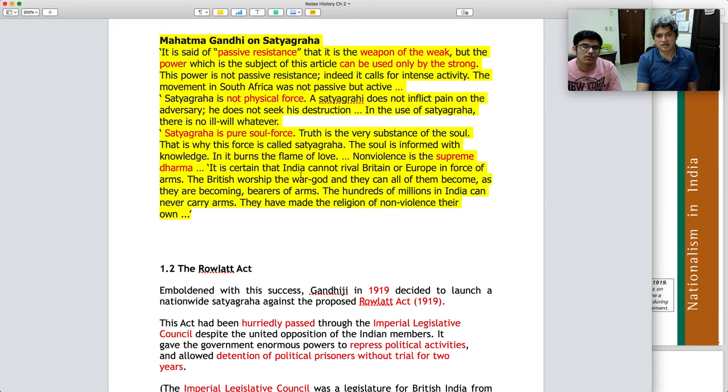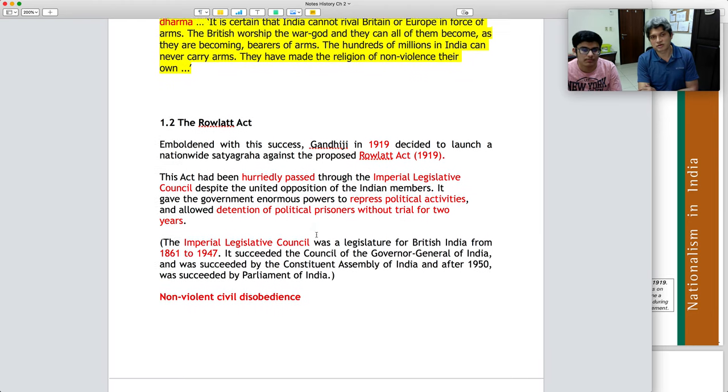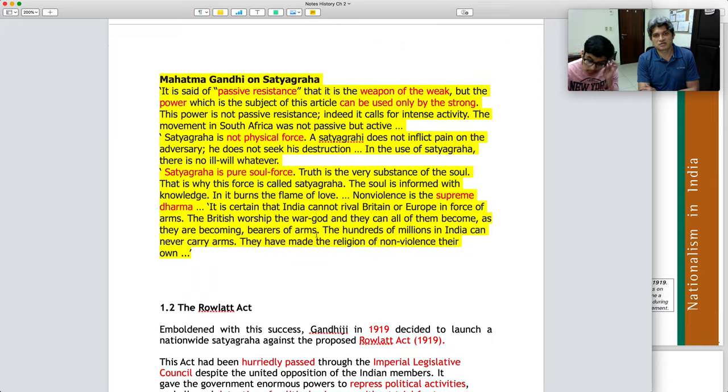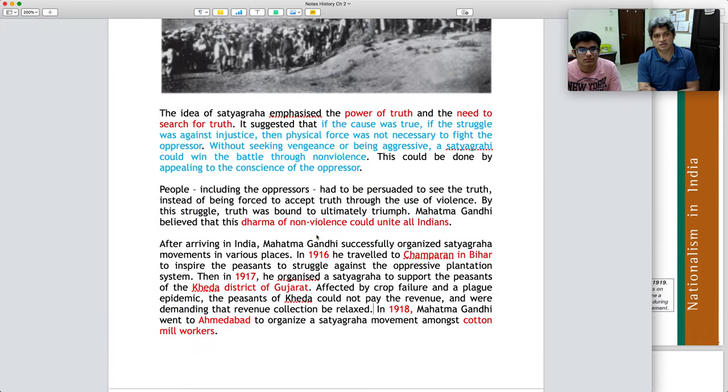It is certain that India cannot rival Britain and Europe. Why? Because they have arms. We don't have arms. Or even if we do, obviously they have more arms. The British worship the war god. We don't worship the war god. They have become the bearers of arms. We are not. So the hundreds of millions in India can never carry arms. They have made the religion of non-violence their own. Okay. So this is the background about Satyagraha.